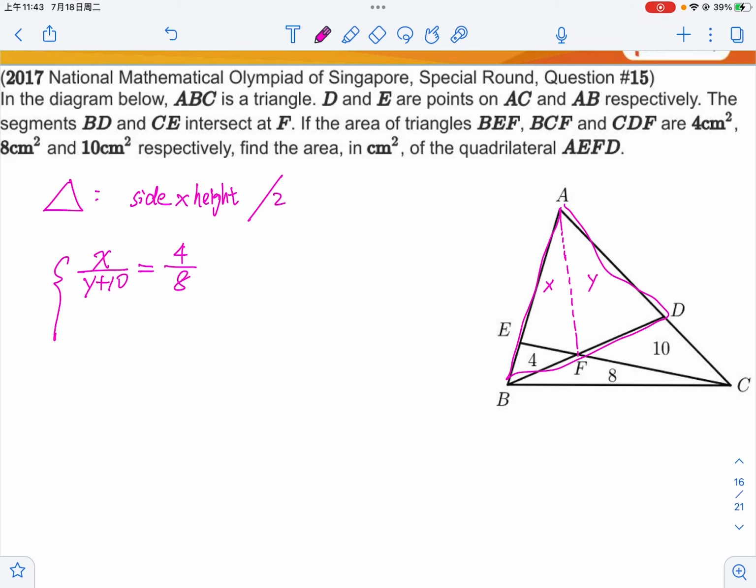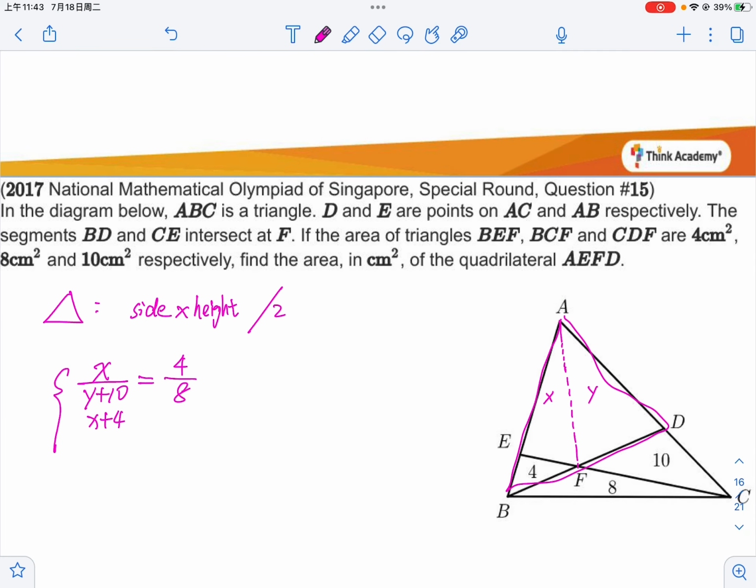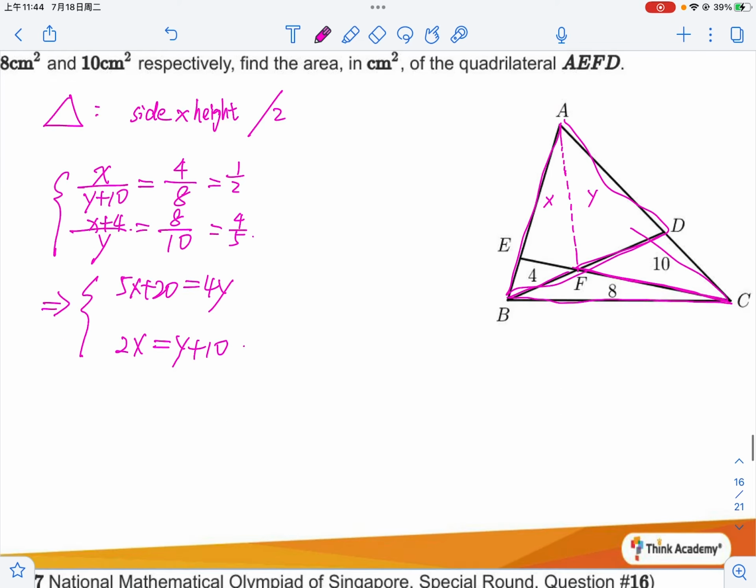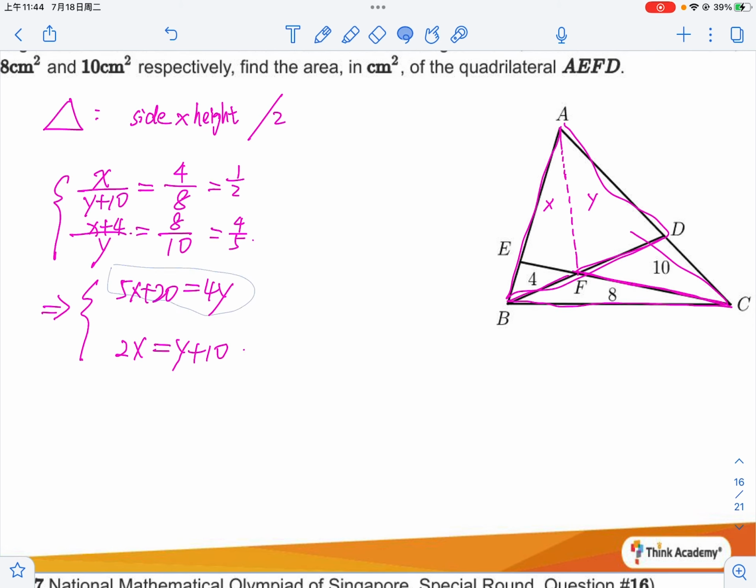And then let's look at this triangle. Use the same method. We can write down here x plus 4 divided by y should equal what? Okay, x plus 4 is just this triangle to this one, right? So it's just 8 to 10, just a 1 to 2, and this one 4 to 5. And we can write down like that: 5x plus 20 equals 4y, and 2x equals y plus 10. Yeah, we made it. This order is not right.